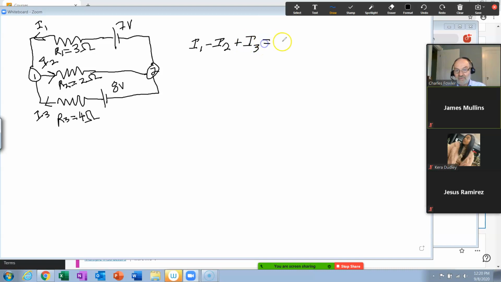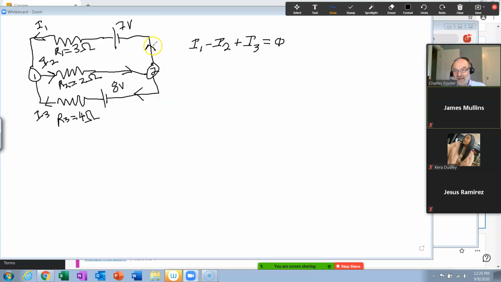is equal to 0. Now if we did junction 2 here, we would have minus I1, because this I1 is still going in that direction. Current can't change, it's the same, so this would be minus I1 plus I2, because this would still be coming in like this, and this would still be going out like this.